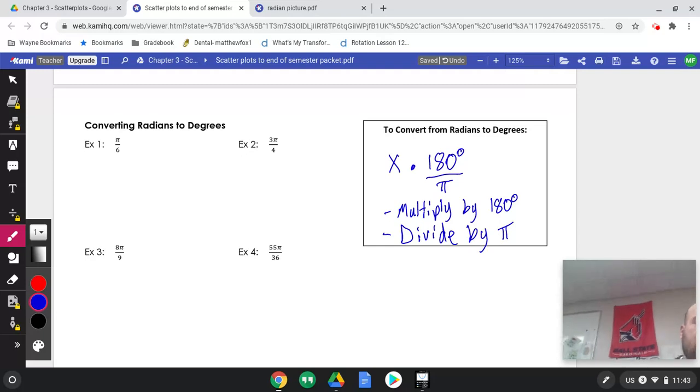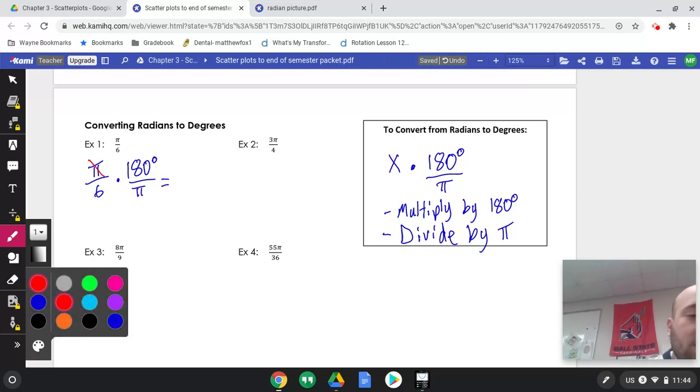All right, so here we have pi over 6 times 180 degrees divided by pi. What will that equal? Okay, the pi's will always cancel in that case. And if we think about it, 6 goes into 6 1 time. 6 goes into 180 30 times. And our final answer then, we would have 30 degrees as our answer.